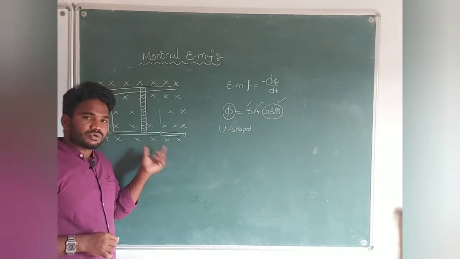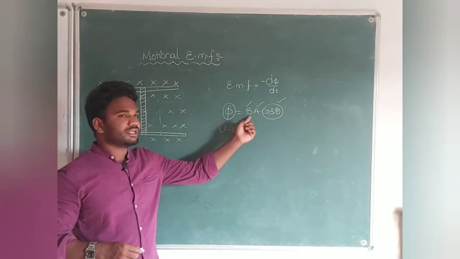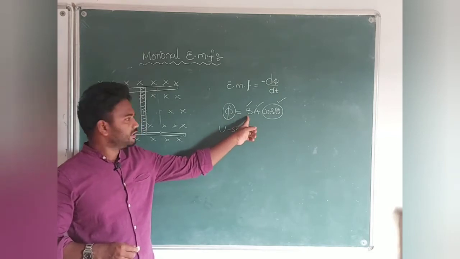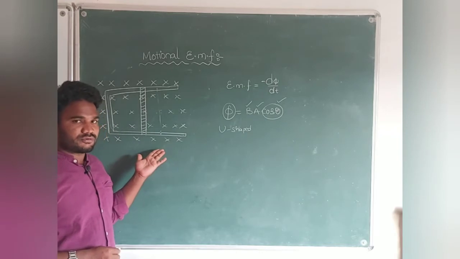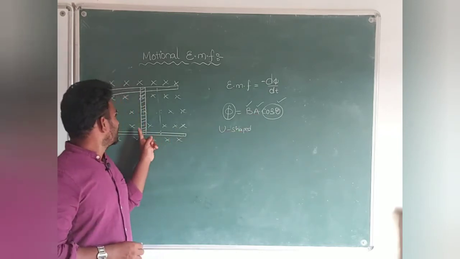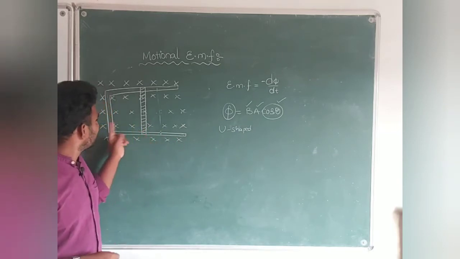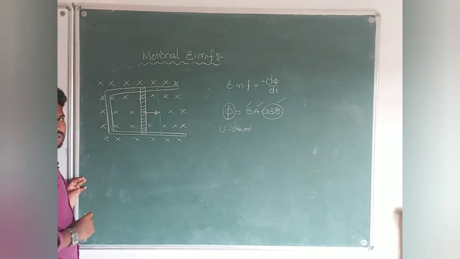Whenever it is a closed loop, what do we have to do? Either we have to change the magnetic field, then only the flux changes. But changing the magnetic field is not possible because it is a uniform, fixed magnetic field. No need to change. What about area? Area we can change now. How can you change this area, students? By making movement this side, definitely we can change the area.